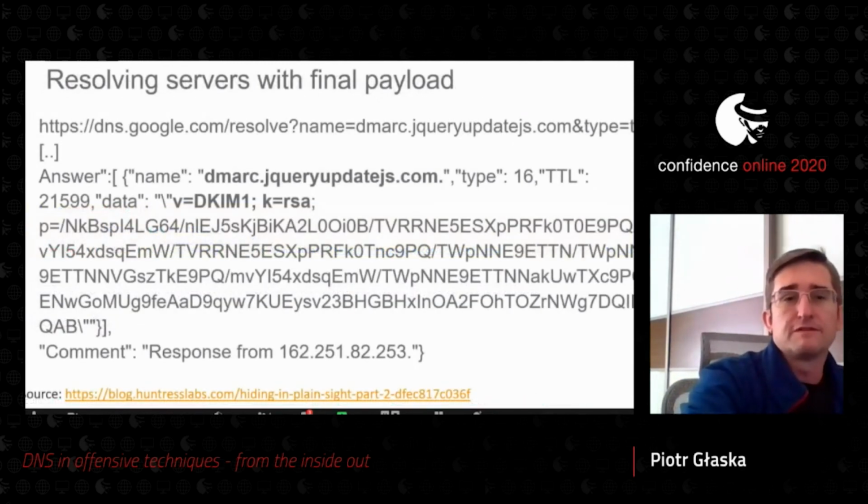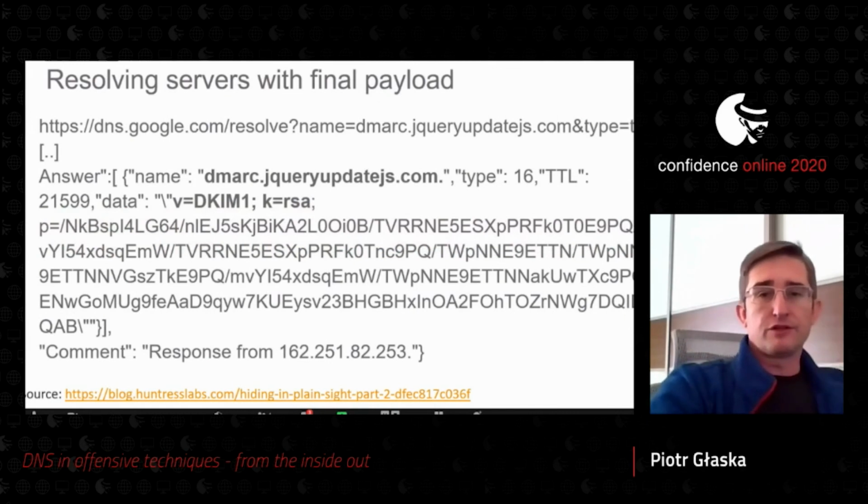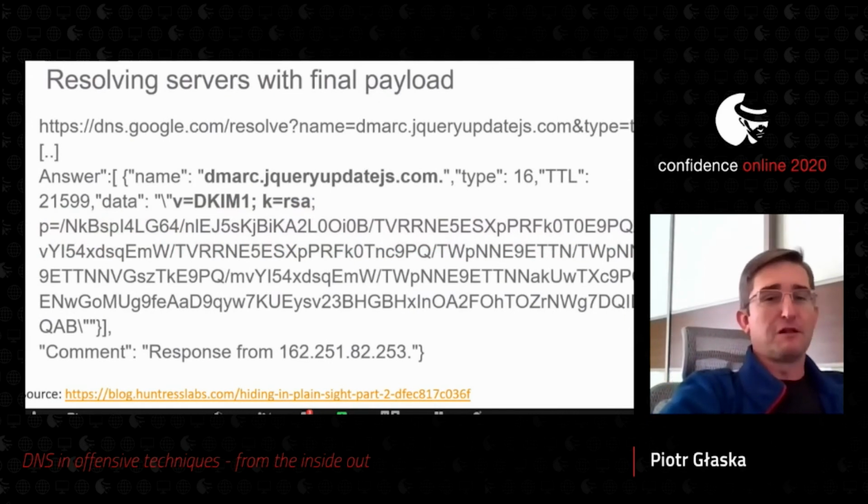There was a very interesting case of using DoH to resolve something. Let's look at this example and see what it is. Let me just copy it into my clipboard. One second. Okay. So here, the attacker was asking dns.google.com, DoH at Google, to resolve a DMARC record for jQuery-update.js.com.